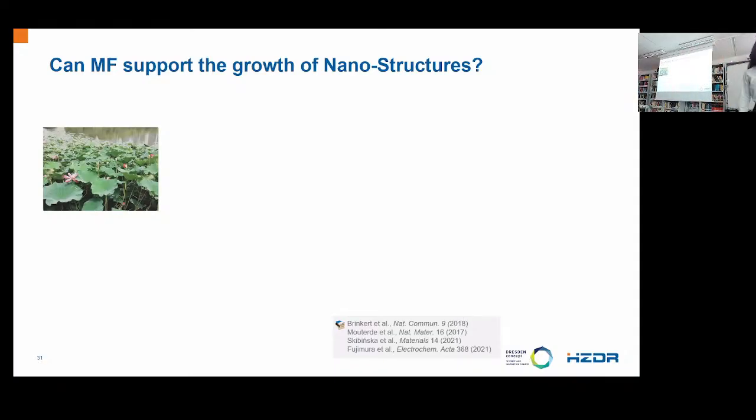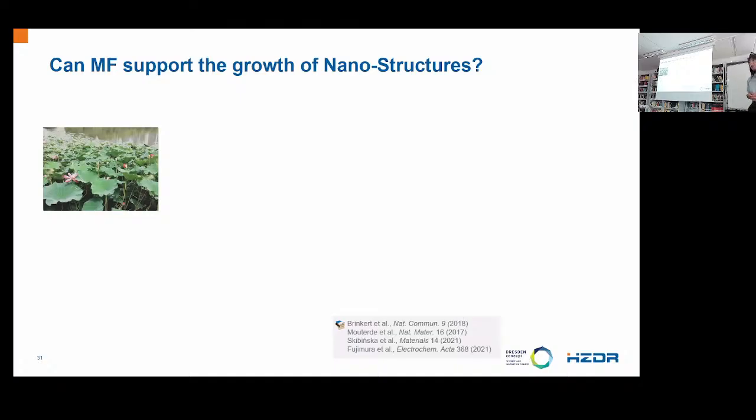So hi everyone. From now on, I will go into more detail on magnetic structuring and explore whether and how the magnetic field could support the growth of nanostructures. First of all, I'd like to show 2 simple examples of nanostructures.